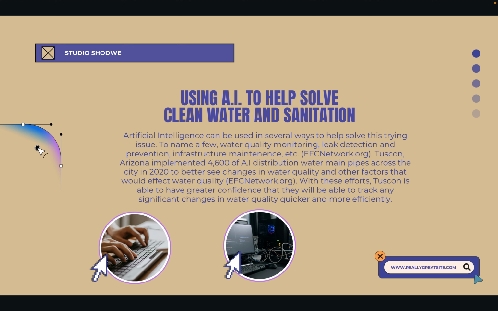Tucson, Arizona implemented 4,600 miles worth of AI distribution water main pipes across the city in 2020 to better see changes in water quality and other factors that would affect water quality. With these efforts, Tucson is able to have greater confidence that they will be able to track any significant changes in water quality quicker and more efficiently.